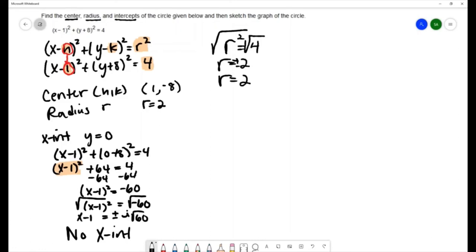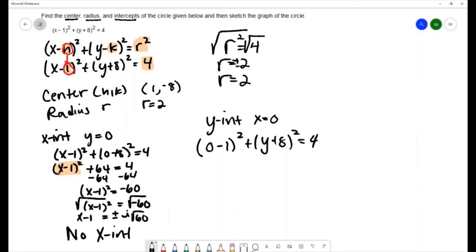So let's move on to finding the y-intercepts. To find a y-intercept, you let x equal 0. I'll substitute 0 in for x in the equation of the circle. That's 0 minus 1 squared plus y plus 8 squared equals 4. 0 minus 1 is negative 1. Negative 1 squared is positive 1.